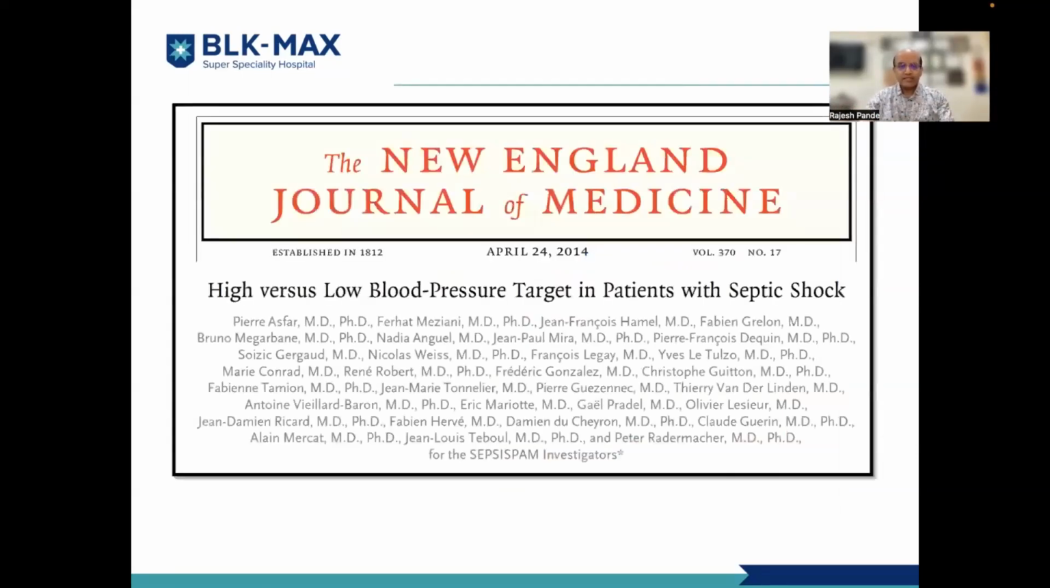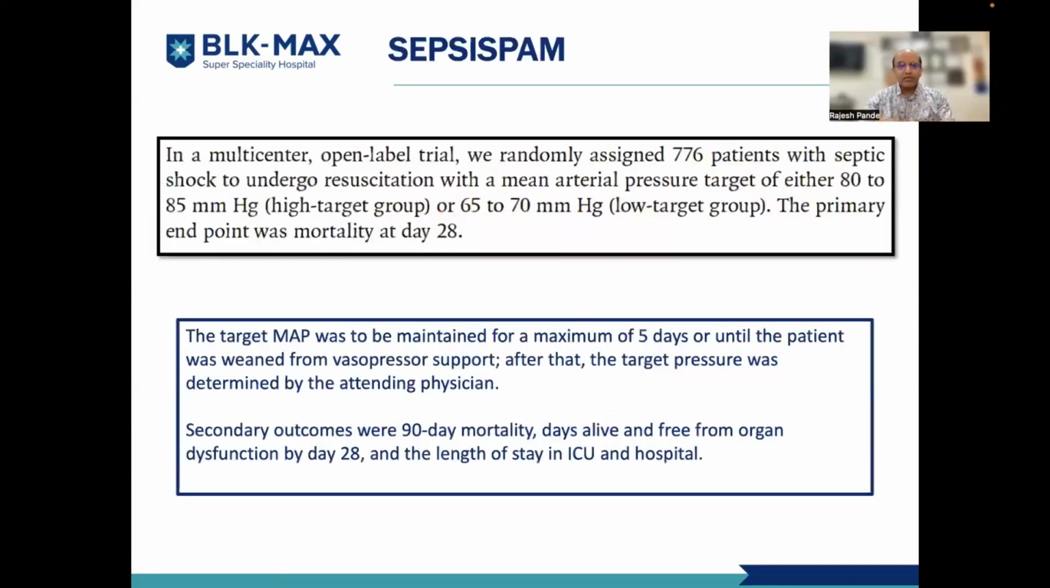So this was the famous SEPSISPAM trial, published in the New England Journal, where they looked at high versus low blood pressure target in patients with septic shock. This was a multicenter open-label trial where 776 patients with septic shock were randomly assigned to undergo resuscitation with a mean arterial pressure target of either 80 to 85 or 65 to 70, which was considered the low target group. The primary endpoint was mortality at 28 days.